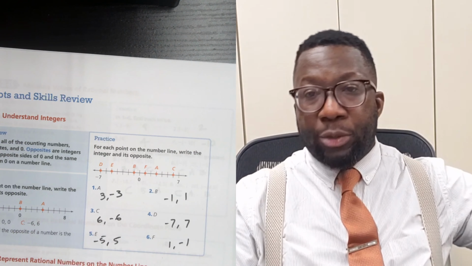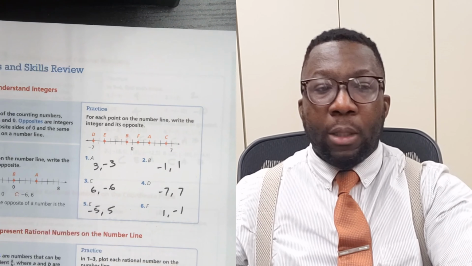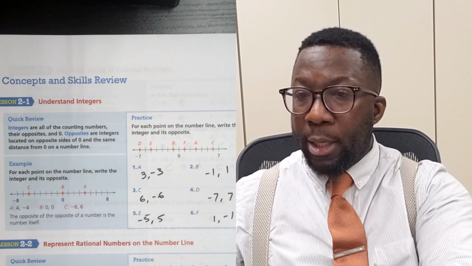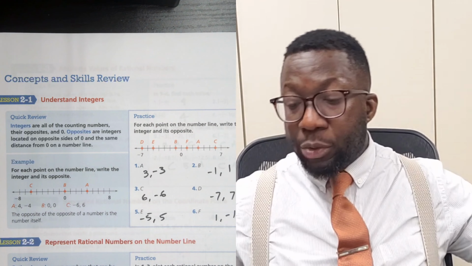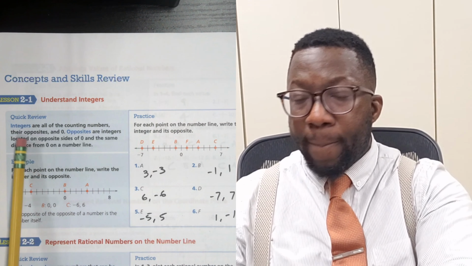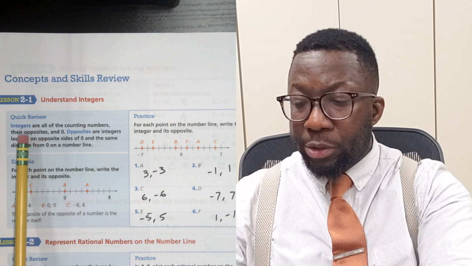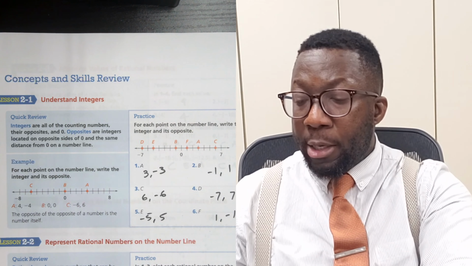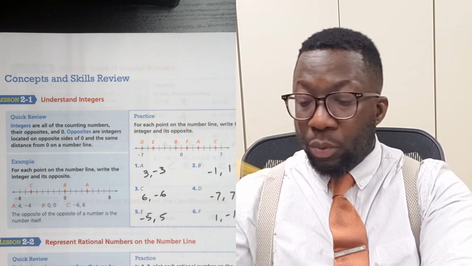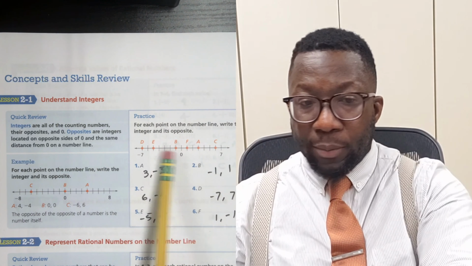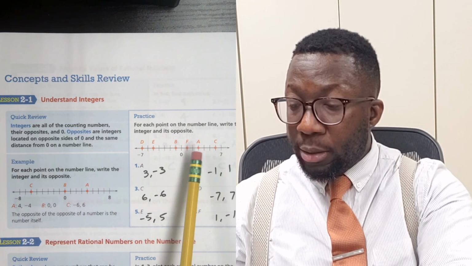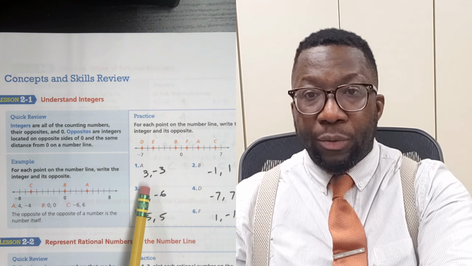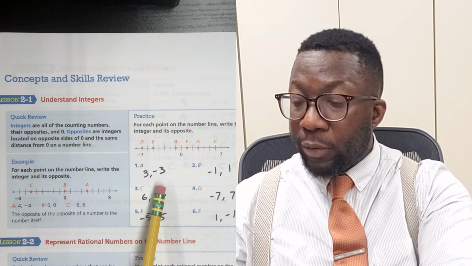Let's take a look at the second page, which is a review of lesson 2.1. In lesson 2.1, we see that we have this quick review of just what are integers. What are integers? Integers are all counting numbers, the opposites, and 0. Now, don't want to forget 0. So when we take a look at question number 1, which is saying, hey, when we look at this number line, where is A indicated? Or where is A located? And then write its opposite. Well, A is located at +3, and its opposite would be -3.